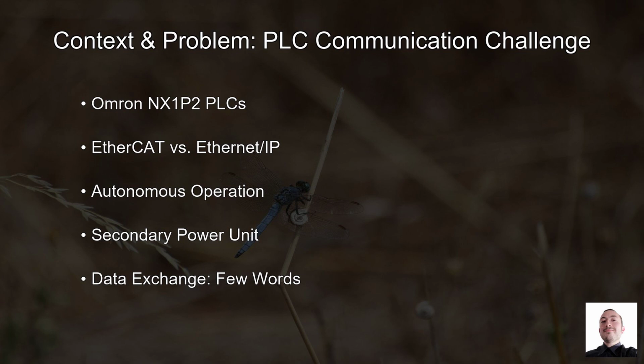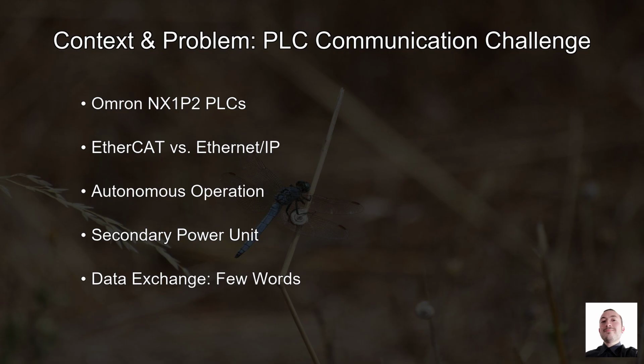Imagine you're working with two Omron NX1P2 PLCs, and you need them to communicate efficiently. You're faced with a crucial decision: should you use EtherCAT or Ethernet/IP? The stakes are high because the wrong choice can lead to unnecessary complexity or even system inefficiencies.